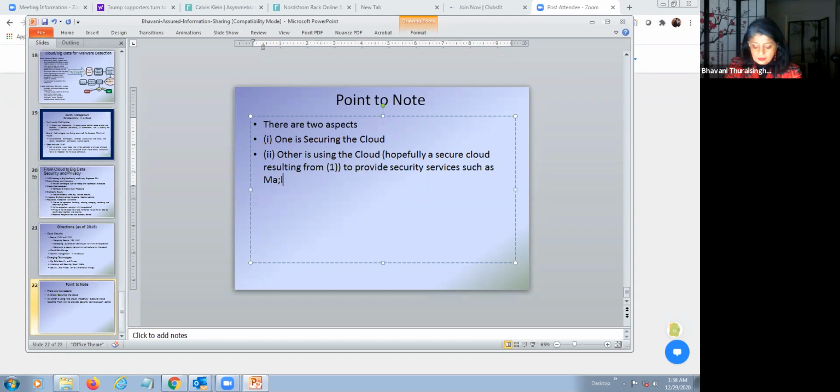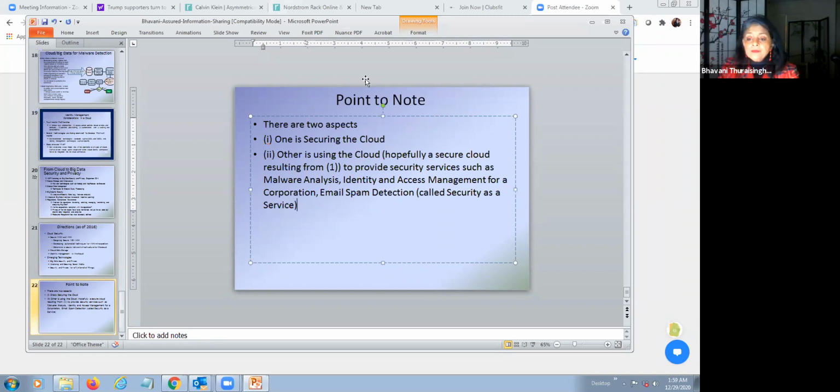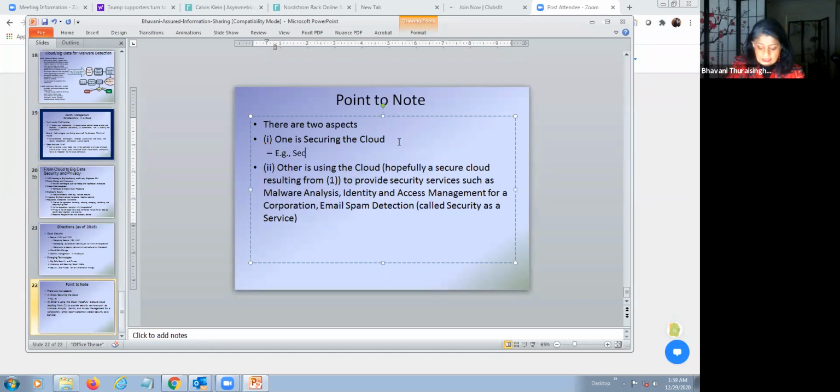Resulting from 1, the other is using the cloud, hopefully a secure cloud resulting from 1, to provide security services such as malware analysis, identity and access management for a corporation, and email analysis, email spam detection, that's better. That's called security as a service.